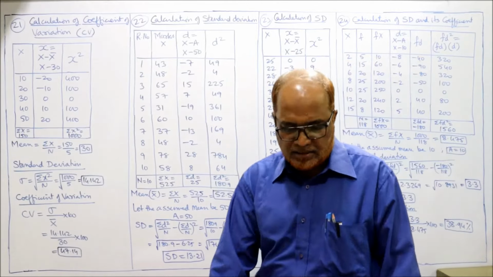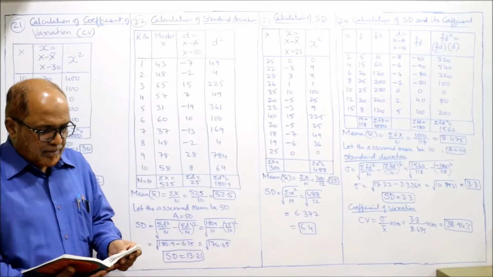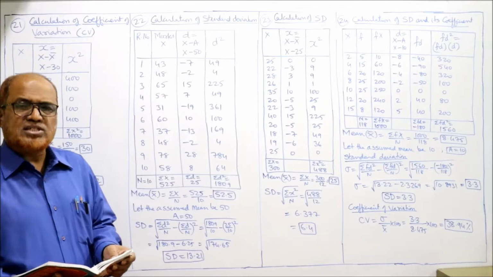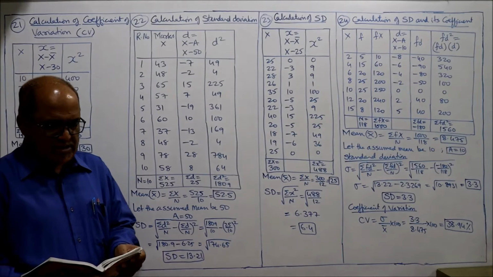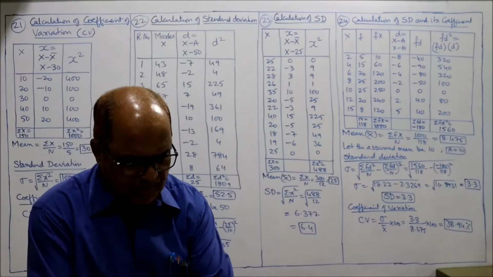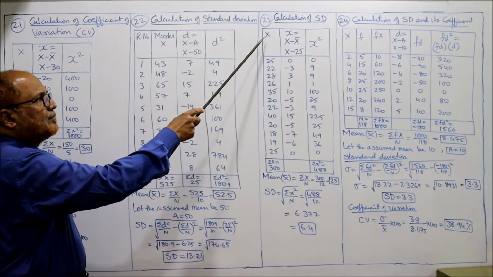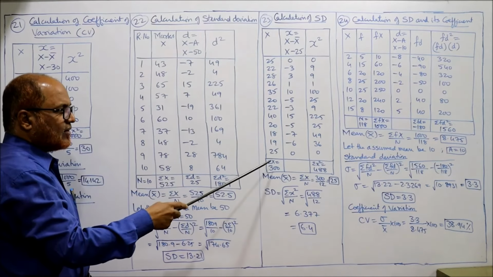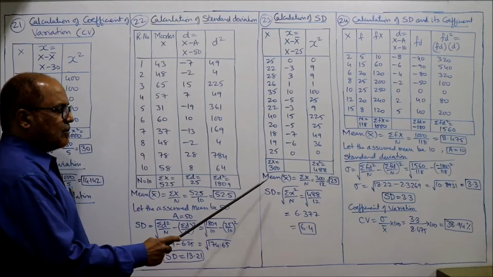Now, 23rd problem. From the following information, compute standard deviation. Individual values are given. Standard deviation we have to calculate just like the previous problem. 25, 22, 28, 26, 35, like that all the values are given. Calculation of standard deviation. X values problem में दे दिया. The total of all the x values, summation x is 300. पहले मीन मालूम कर लेंगे.